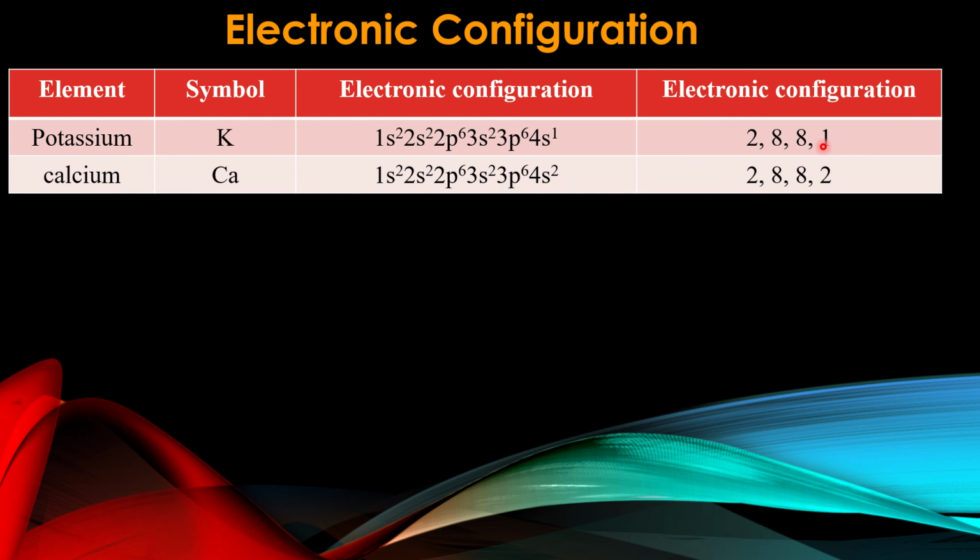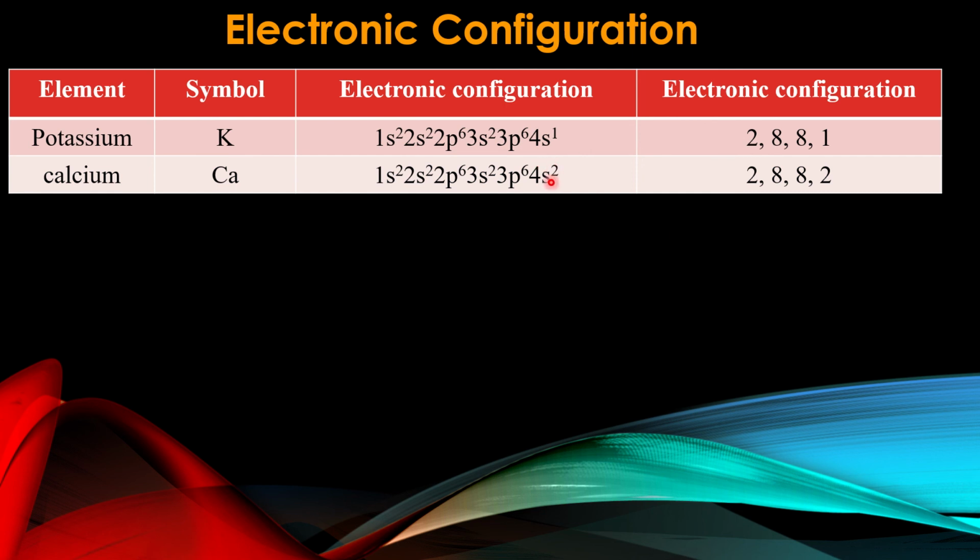If the last electron of potassium went to the 3d orbital, then it would become 1s2, 2s2, 2p6, 3s2, 3p6, 3d1. That time it would be 2, 8, 9. But we know an electron goes to the lower energy shell, fulfills it, then goes to the higher energy shell. We know that the energy of the fourth shell is more than the third shell, but the energy of 4s is less than the energy of 3d. So the electron goes to the 4s orbital.